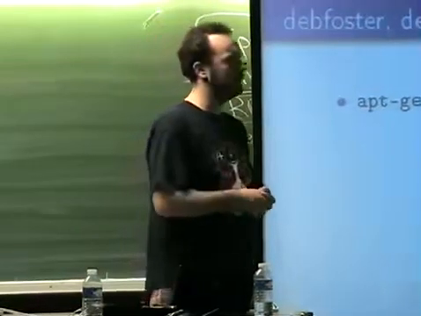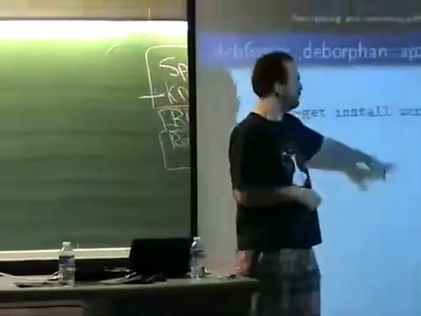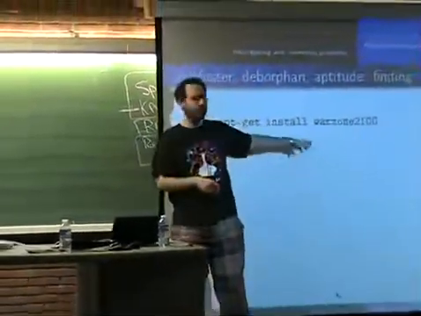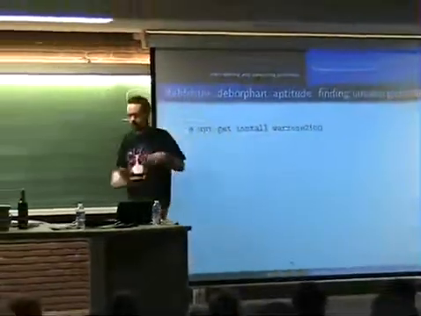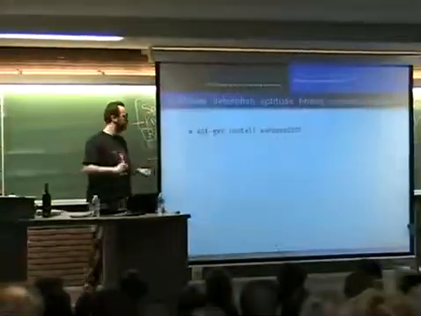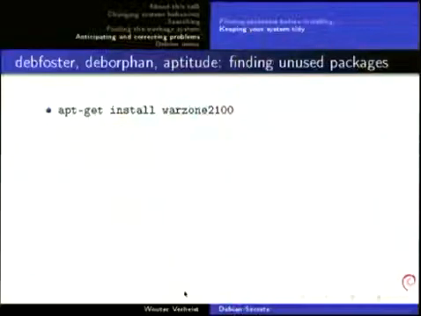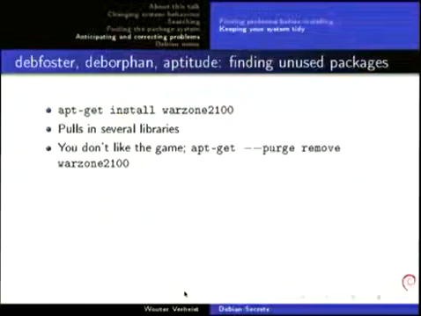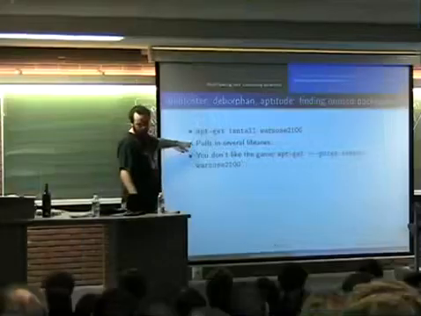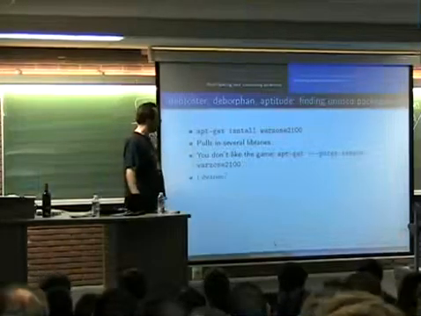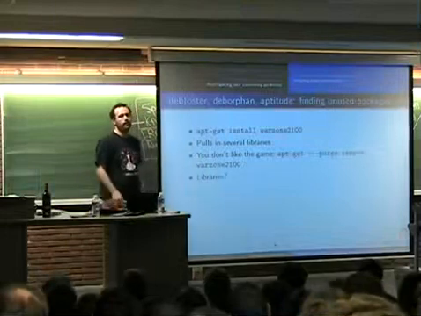Okay, let's say you have some game. I don't know if you've tried playing this game, but if you're into real-time strategy, it's pretty fun. It's a free game. It was non-free 10 years ago, but then they decided to GPL it. So let's say you install that and you want to try it, and you don't like it. But the game pulls in several libraries. And you don't like it, and you remove it again. But by just removing this package, the libraries are still there. So what do you do with those?